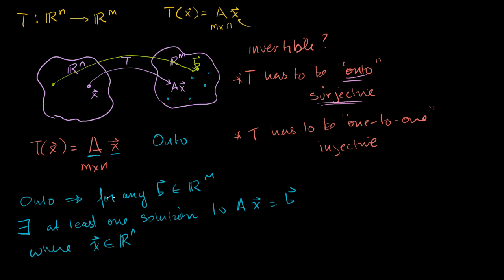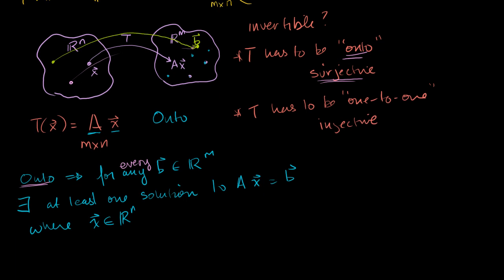It's just another way of saying exactly what I've been saying in the first part of this video. You give me any B in this set, and if we assume that T is onto, there has to be at least one solution to Ax equals B. There has to be at least one x out here that, if I multiply it by A, I get to my B. And this has to be true for every B in Rm; we have to be able to find at least one x that makes this true. So what does that mean?